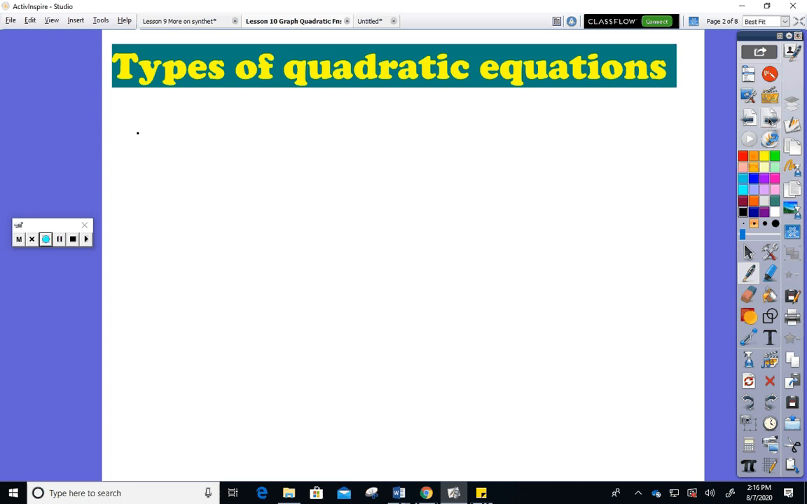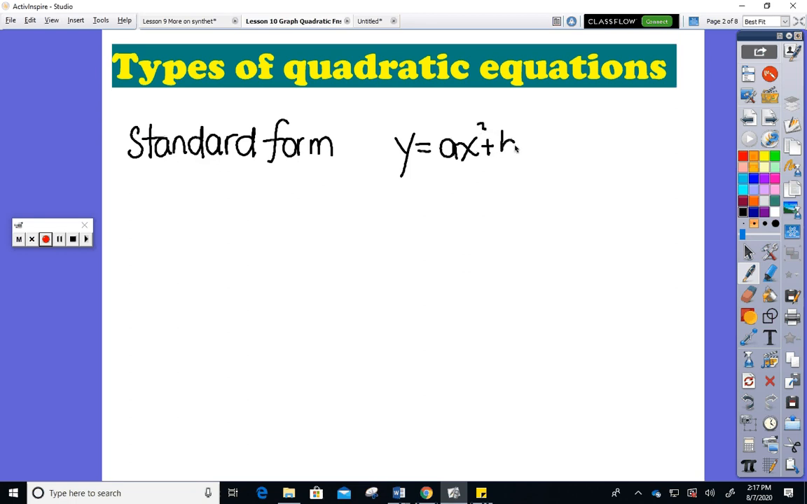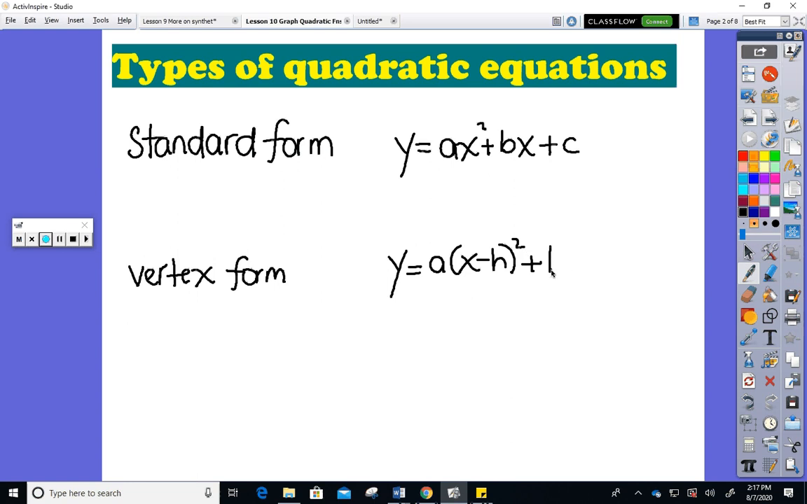So we have standard form, and that is y equals ax squared plus bx plus c. We have vertex form, and that is y equals a times (x minus h) squared plus k. Those are the two you probably worked with most. We also have factored form. Here, I'll make them all three caps. How about that?